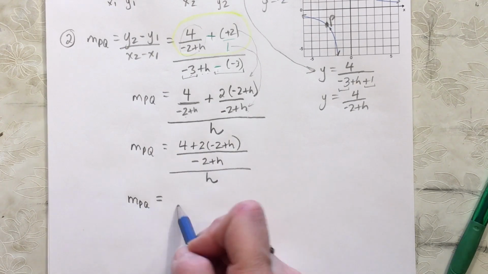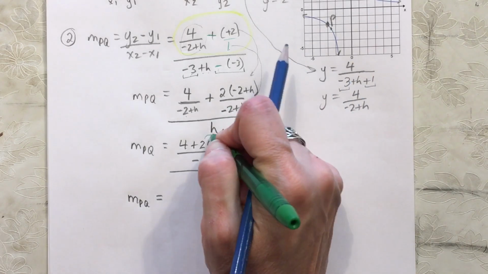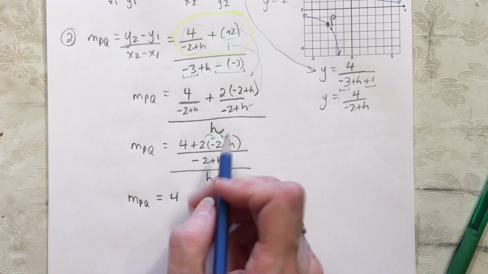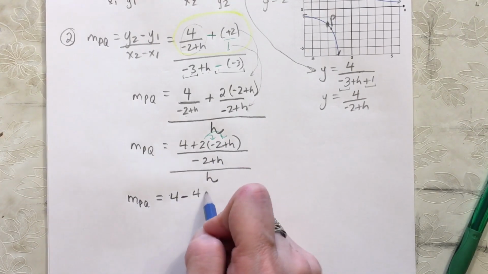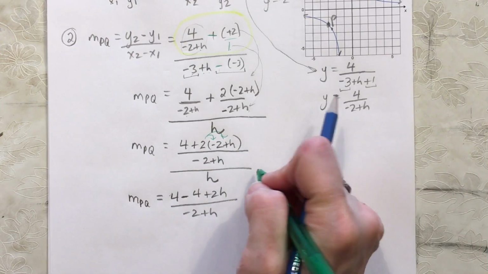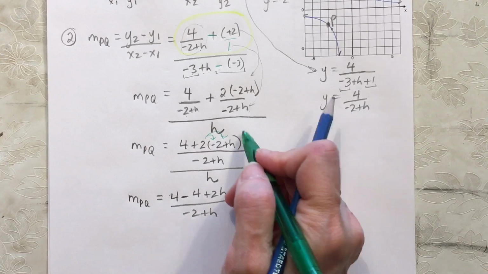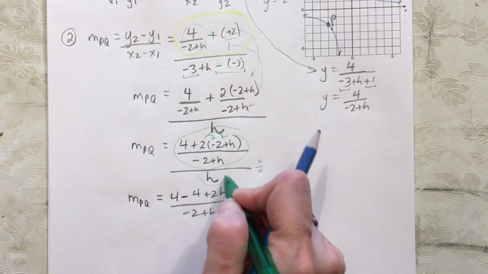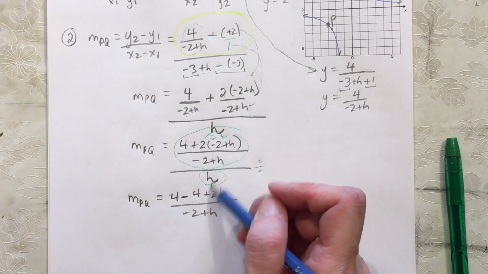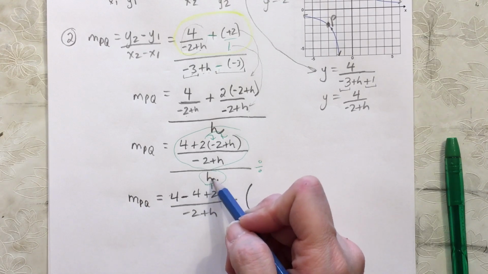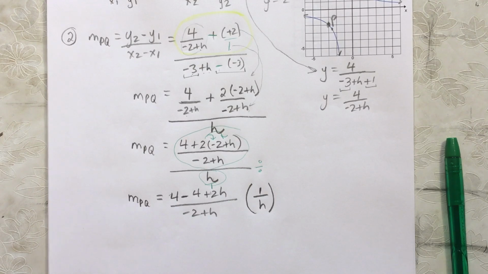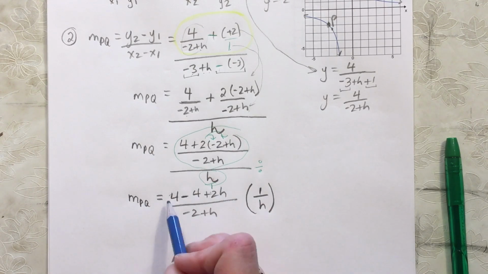Okay, so within the numerator here, I'm going to distribute. So 4 plus 2 times negative 2 is minus 4 plus 2h, over negative 2 plus h. Now this is a big divided-by sign, so we're dividing this fraction by this fraction if you think of h as being over 1. So we know that to divide by a fraction is to multiply by the reciprocal. So dividing by h over 1 is the same as multiplying by 1 over h. Okay, so that's where that comes from.